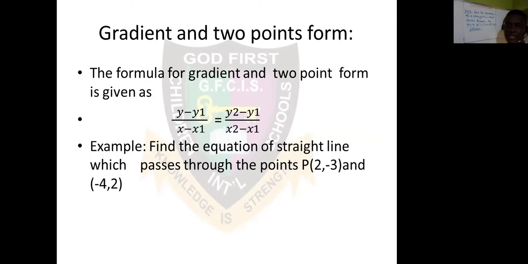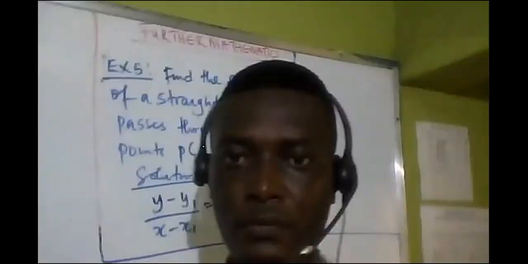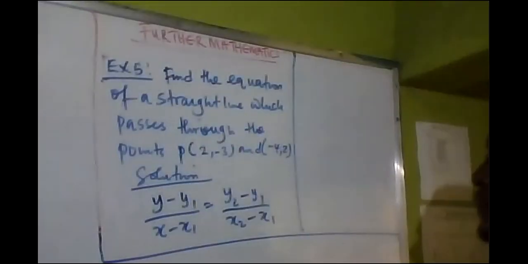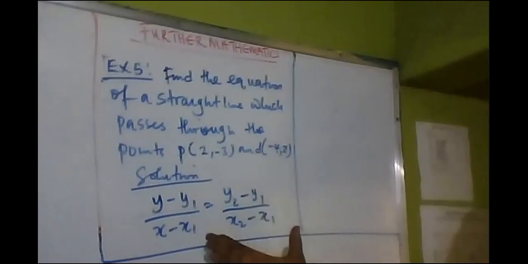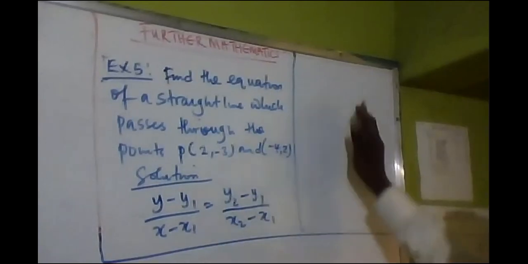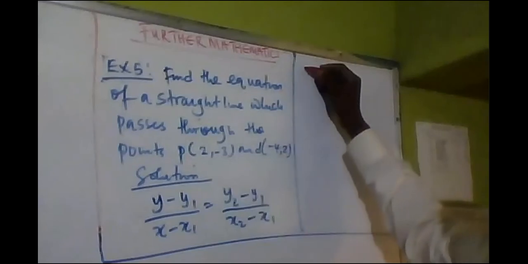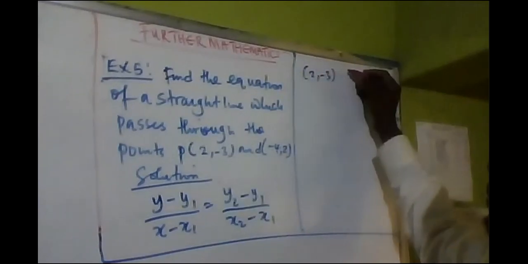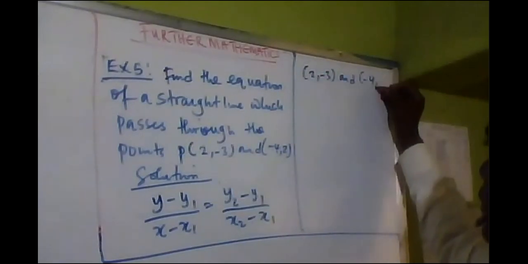So the formula for this is (y minus y1) all over (x minus x1) is equal to (y2 minus y1) all over (x2 minus x1). So if you are going to solve this now, mind you, gradient was not given to you. So this is what you are going to use to solve. If you are going to use this one to solve, (2, -3) and (-4, 2).